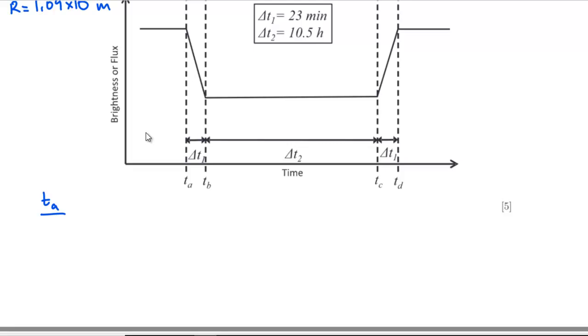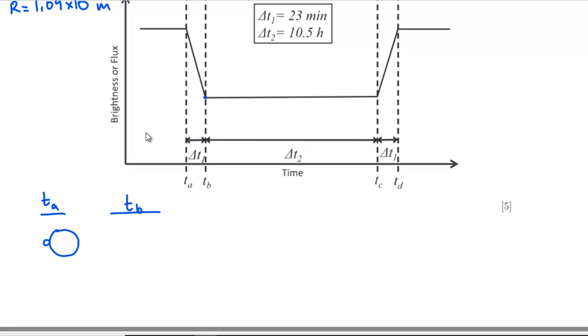So at TA, this is when it first starts getting a dimming coming in. When we get to TA, we're going to have the star and the planet just touching the edge, touching one edge. And then at TB, that means we've now got into the area of full dimming. We're at the minimum point here.